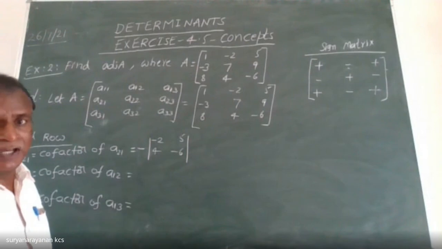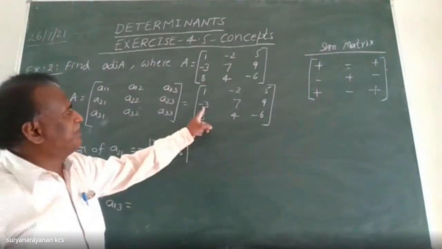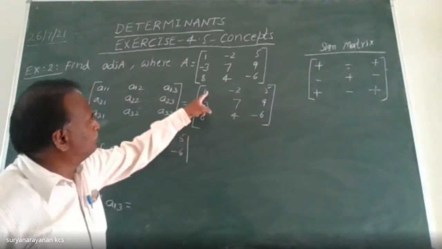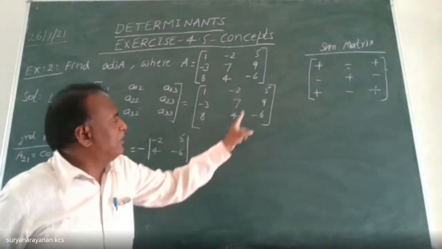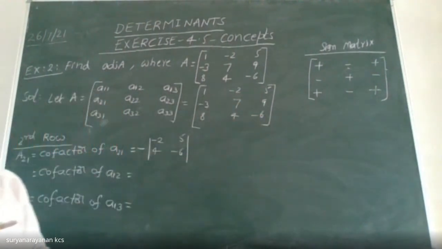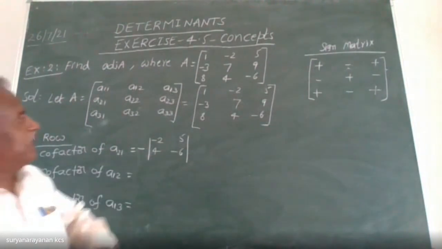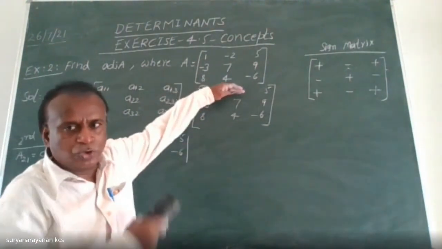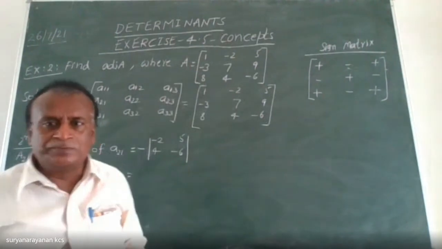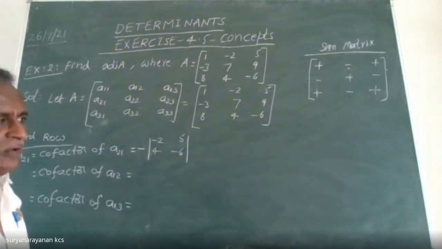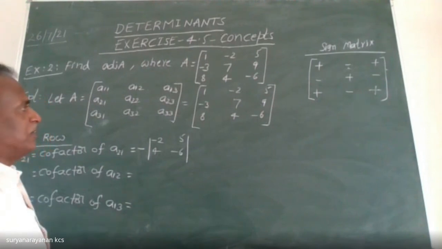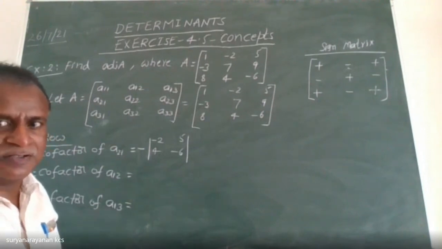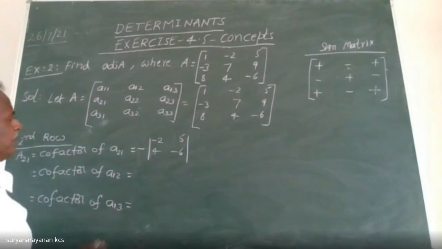Don't be confused here. We are taking the second row, first column: 2 minus 2, 5, 4 minus 6. Otherwise, take a scale or any rough paper, a small rectangular strip of white paper, to close that row and column.